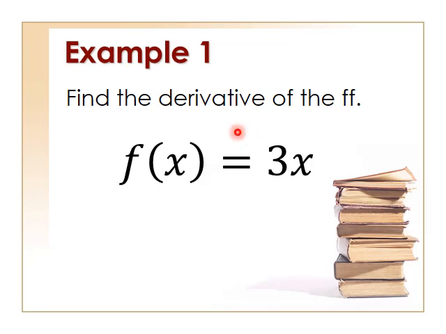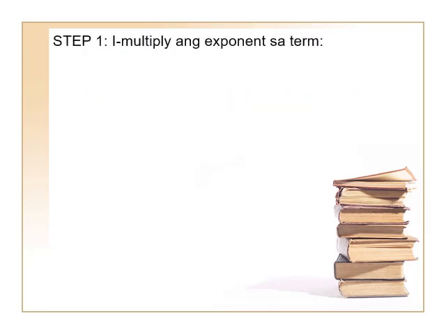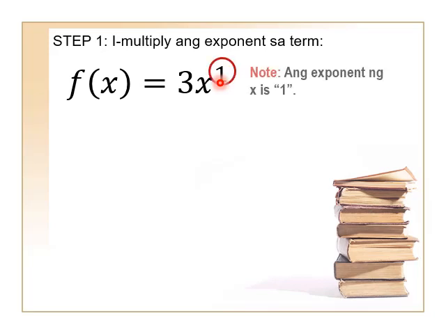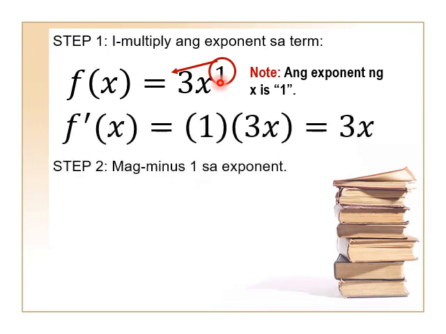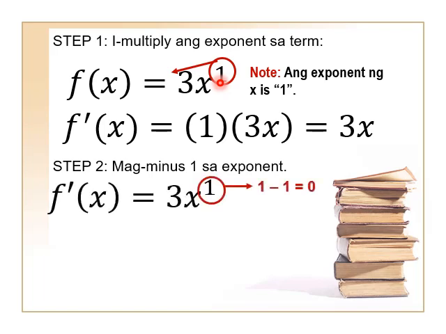Okay, for example, find the derivative of the following. So, meron tayong 3x. Okay, again, step 1, multiply ang exponent sa term. Now, since hindi nakasulat kanina yung exponent sa x, automatically it's 1. Okay? So, ibababa natin yung exponent na 1, i-multiply natin siya dun sa 3. Kaya magiging 3x. So, minus 1 sa exponent. So, since 1 ang exponent dito, magmamínus tayo ng 1, kaya 0.